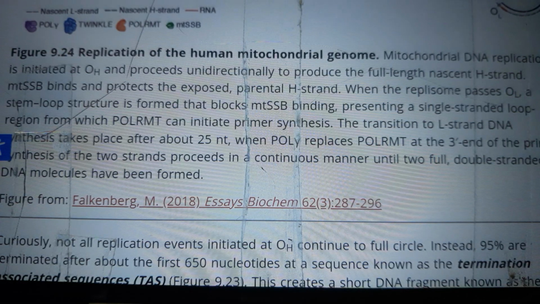Mitochondrial DNA replication is initiated at OH and proceeds unidirectionally to produce the full-length nascent H strand. Mitochondrial SSB binds and protects the exposed parental H strand. When the replisome passes OL, a stem-loop structure is formed that blocks mitochondrial SSB binding, presenting a single-stranded loop region from which the POLRMT can initiate primer synthesis.